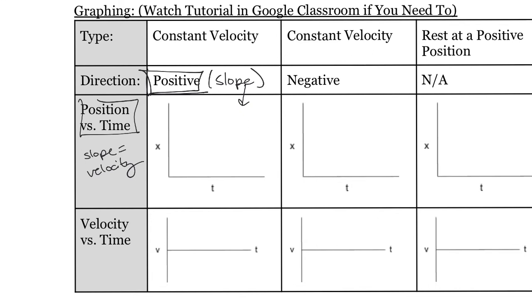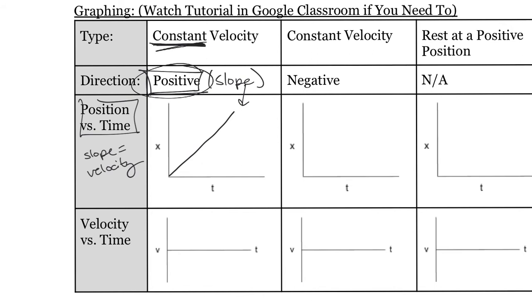And then we've also got a constant velocity. Constant velocity means it doesn't change. And if the slope or velocity doesn't change, you have a straight line. So constant velocity is a straight line on your graph. A straight line in the positive direction looks like that. Simple enough. We've got a positive slope, we're going up because our direction's positive, and we've got a constant velocity, so our line is a straight line.